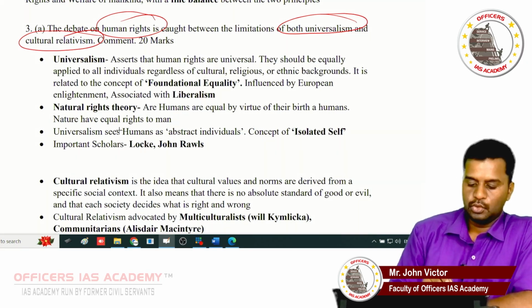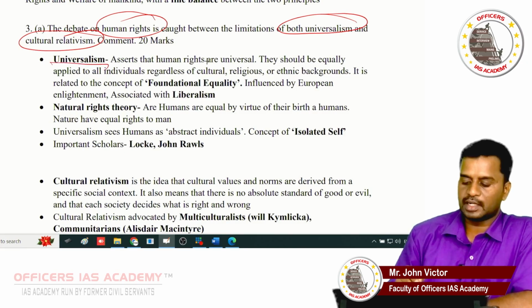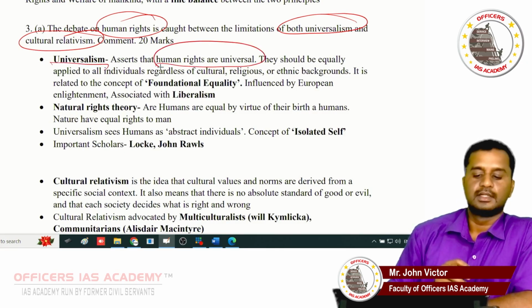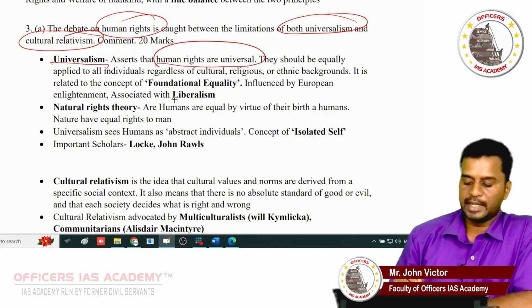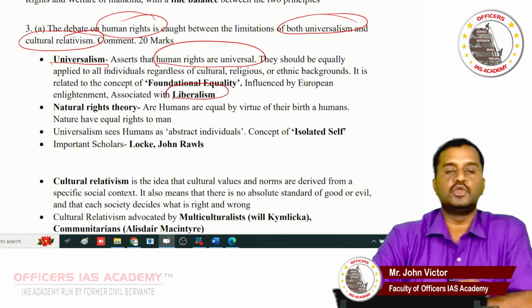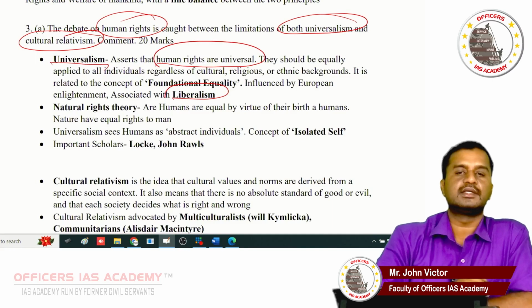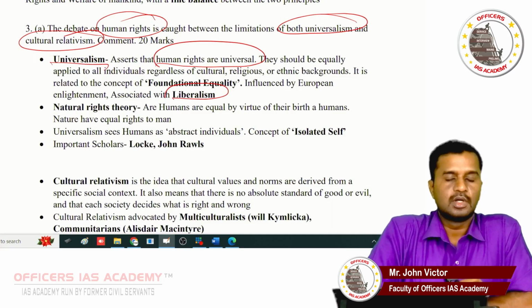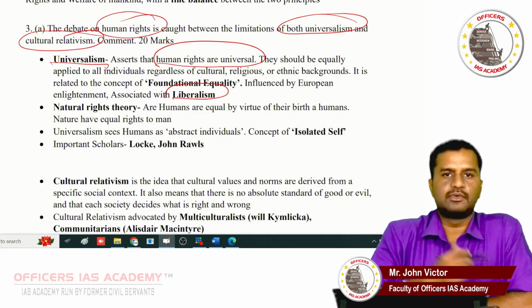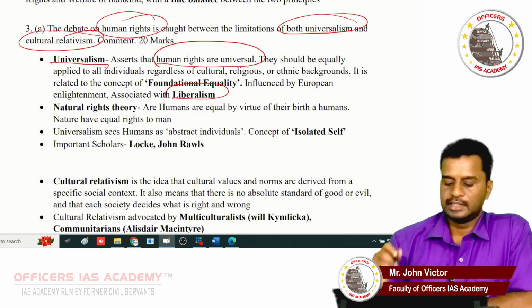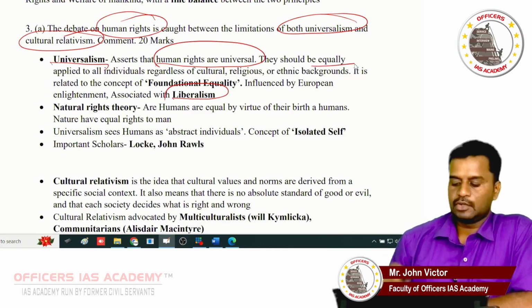According to universalism, human rights are universal. This view is upheld by liberalism. According to liberalism, the human being is seen as an abstract individual. He is abstracted from society. According to liberalism, all humans should be given equal rights. This is the understanding. There should be equal application of the rights.